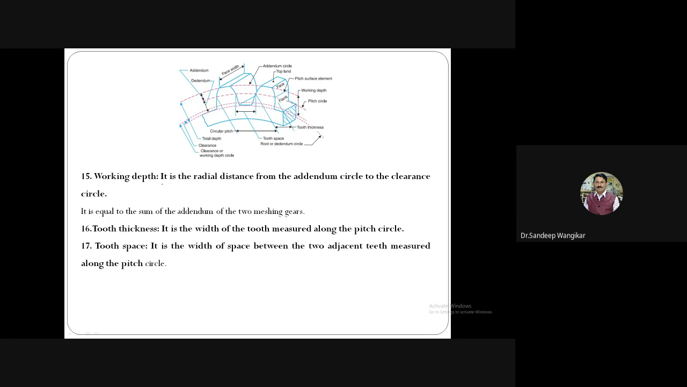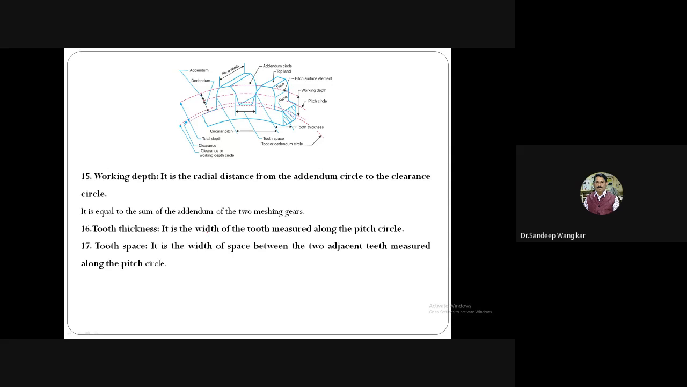Working depth, it is the radial distance from the addendum circle to the clearance circle. Addendum circle on the top side and clearance circle on the bottom side. So it is the sum of the addendum of the two meshing gears.